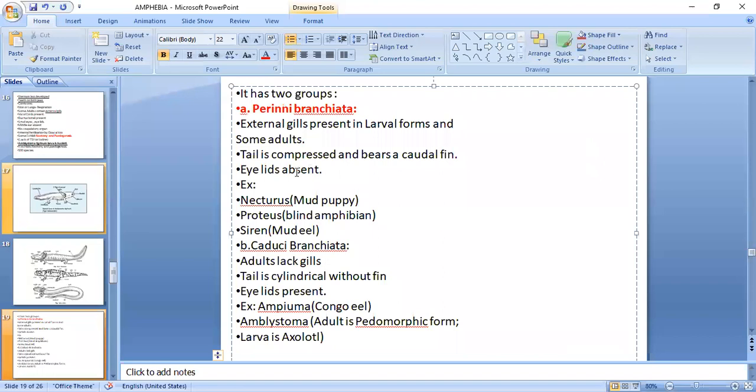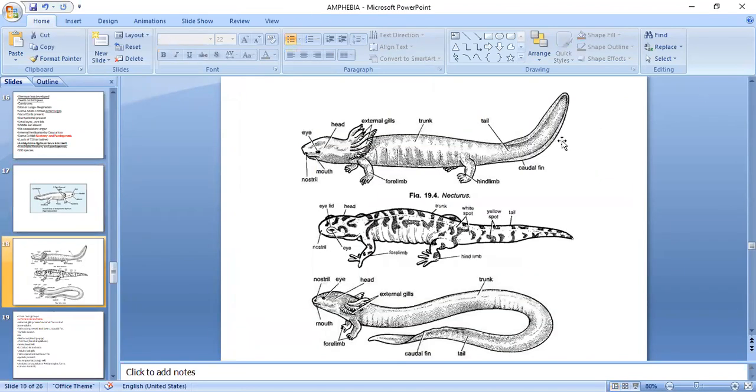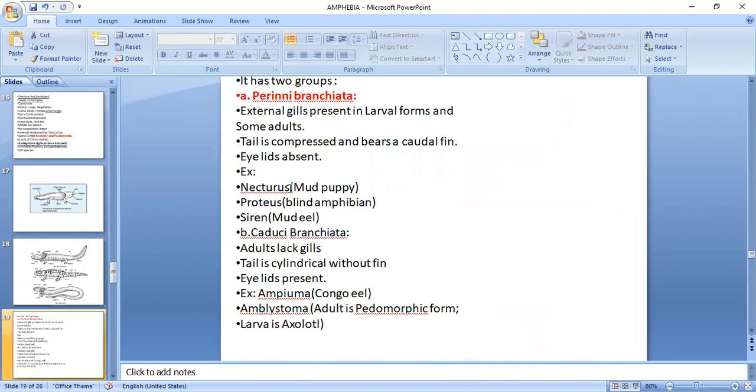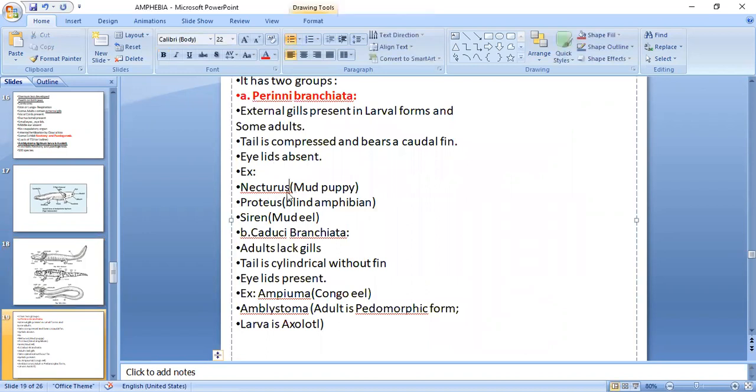And then the tail is compressed and bears a caudal fin. So this is the caudal fin here. It is compressed actually, right? Eyelids are absent. So these examples are very, very important, with common names.